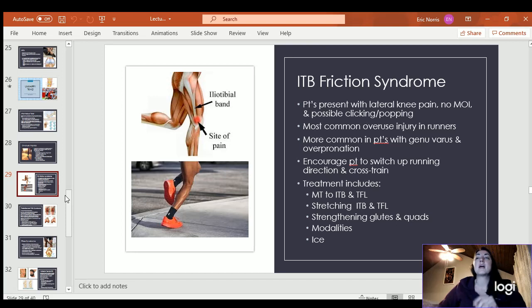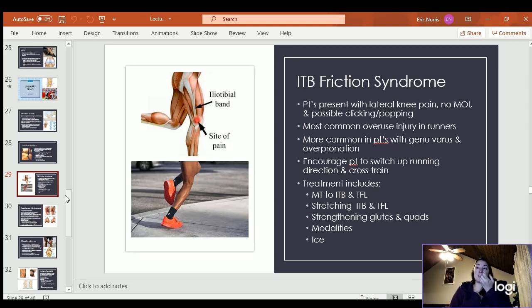Okay, so some of the overuse syndromes. IT band friction syndrome is one of the common ones. They typically have lateral knee pain. Again, no true MOI, mechanism of injury, so they can't point to the day I did this and that's what hurt it. Sometimes even with the IT band, they'll have some clicking and popping because it's so tight. As they do certain movements, it is popping over the structures underneath, so they may feel or even hear a little bit of that. This is the most common overuse injury in runners, the ITB friction syndrome.